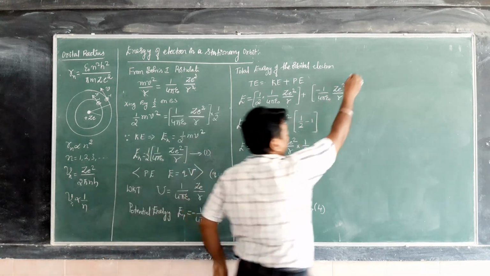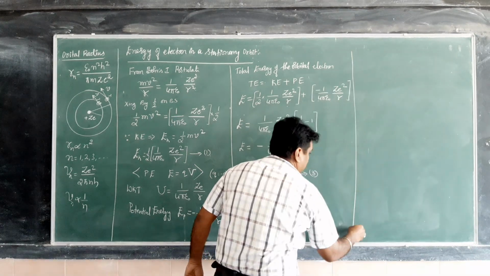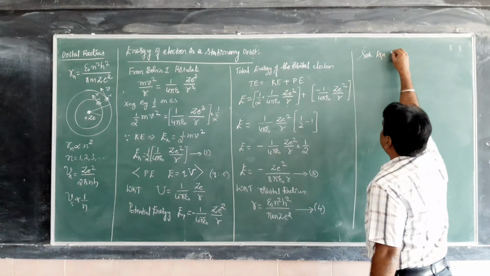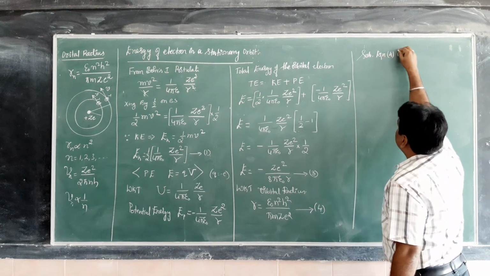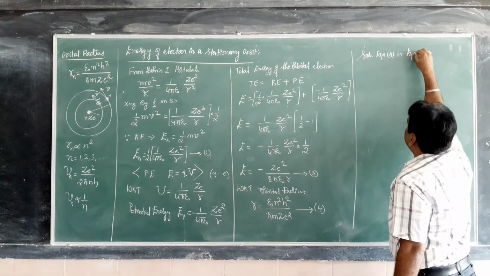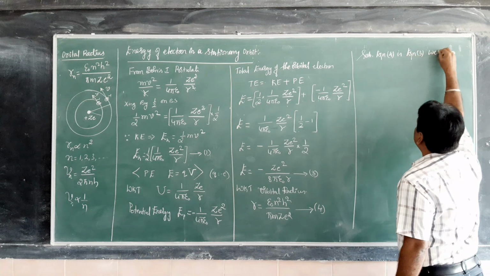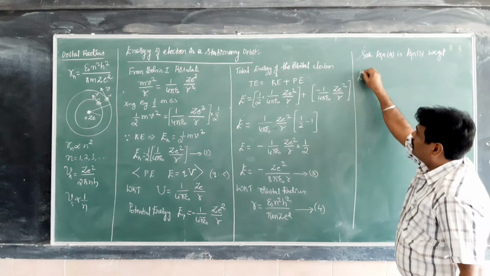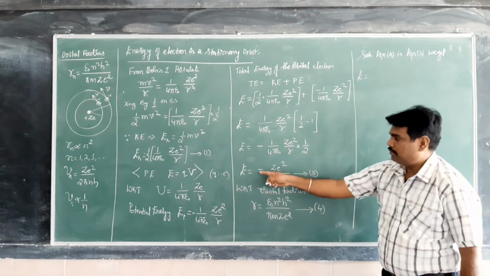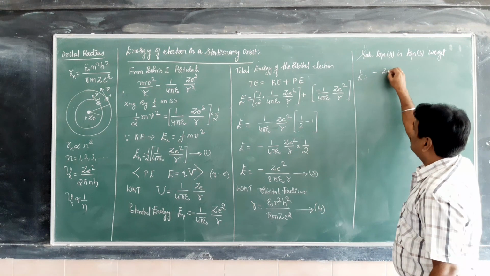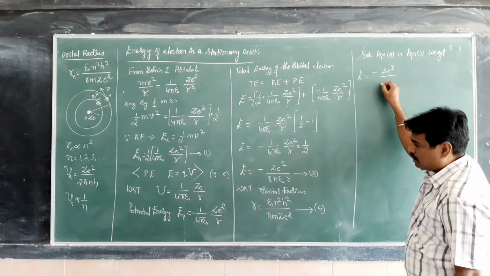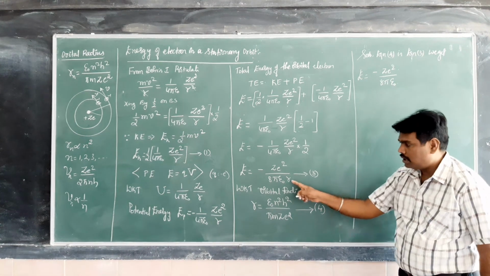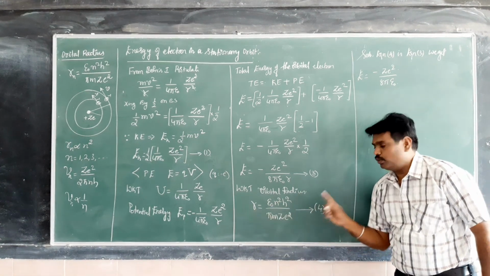Substituting equation number 4 in equation number 3, we get the next step. Energy E is equal to minus Z e square divided by 8 pi epsilon naught into R. R is replaced by equation number 4.